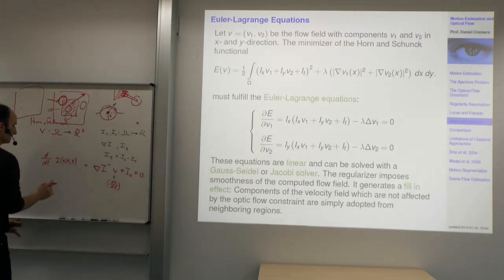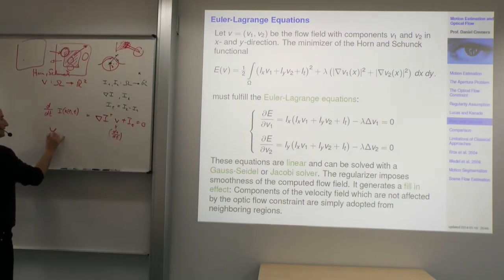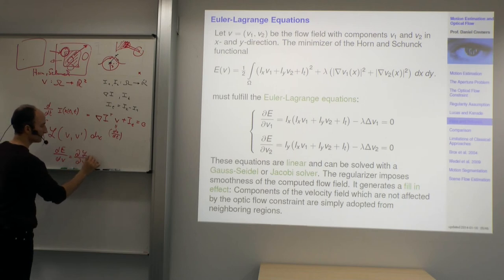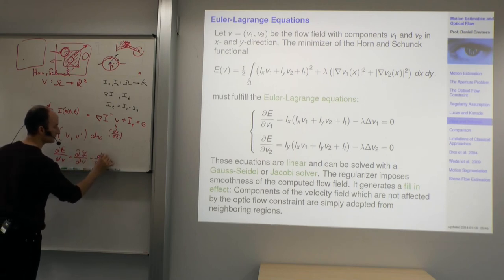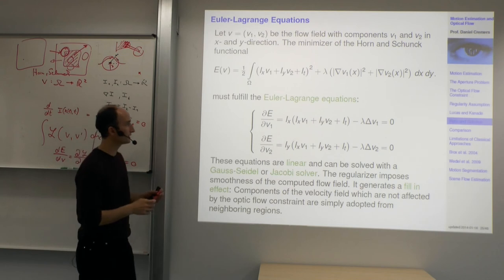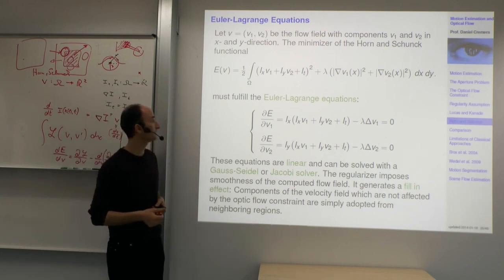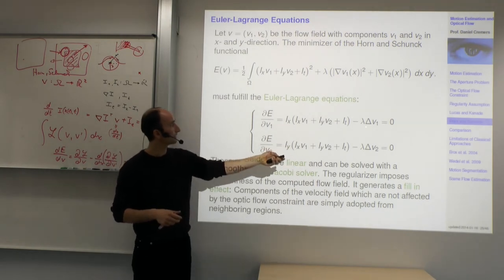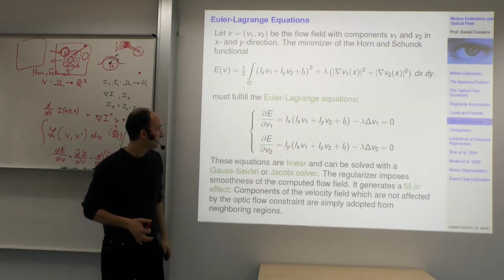Remember that calculus, to recap, was: if I have the integral of L of V and V prime over dx, then dE by dV was dL by dV minus d/dx of dL by dV prime. And that is supposed to be zero at the extremum, so that's the extremality condition. And if we apply that here, you can check for yourself, we get exactly this expression.